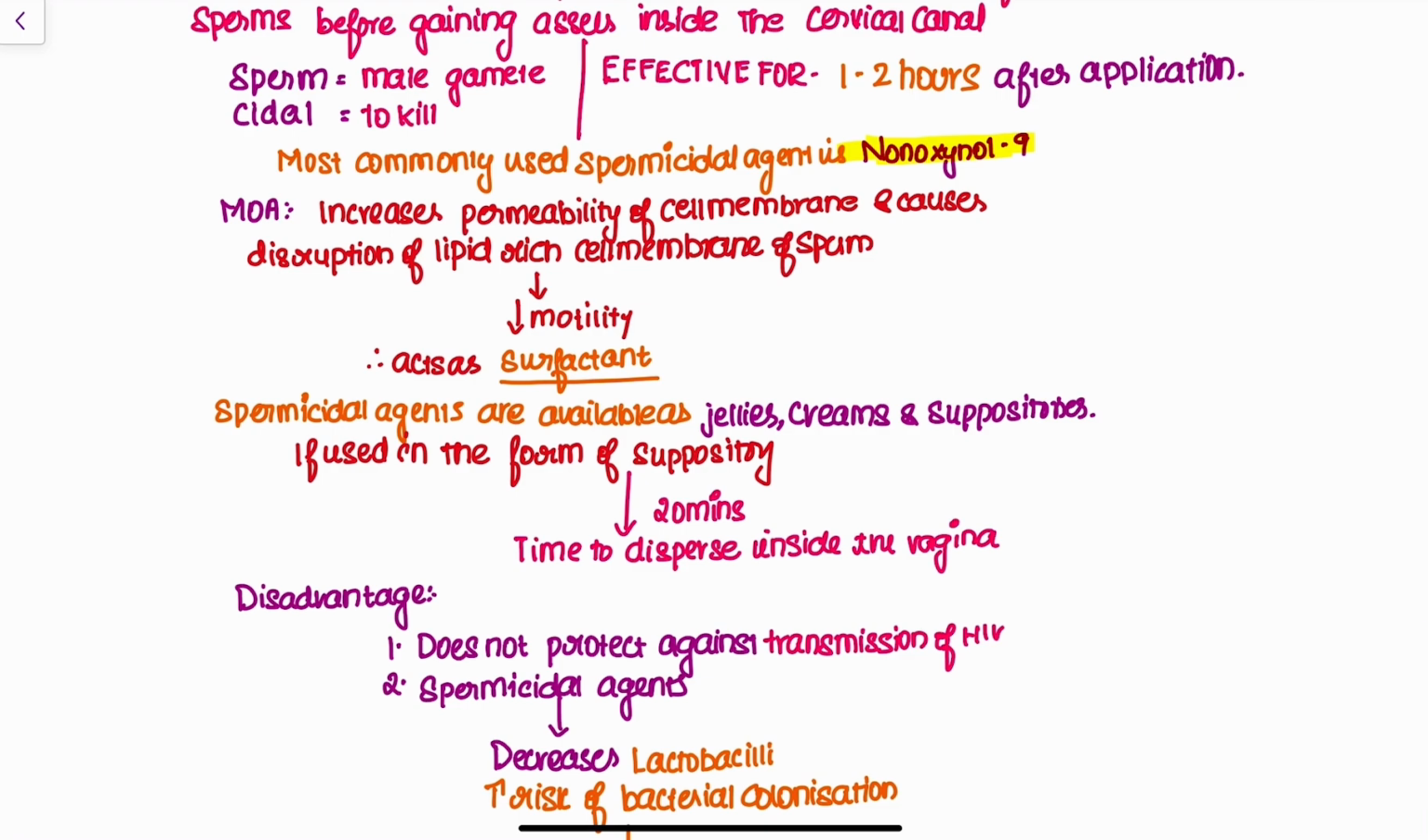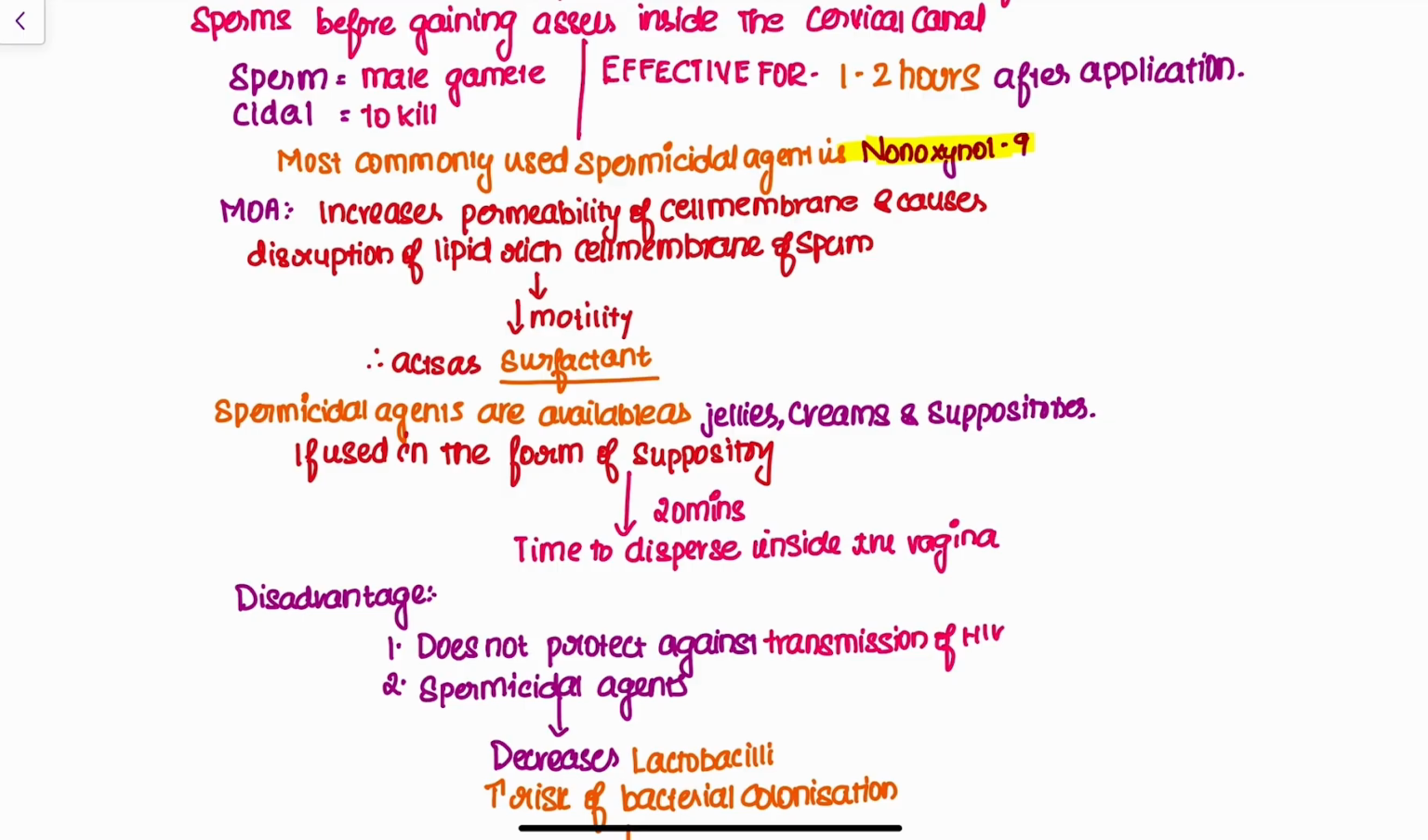And these spermicidal agents are available as jellies, creams, and suppositories. Suppositories are those agents which are inserted rectally, right? Yes, we all know that. But here, what you are going to do is insert this suppository inside the vaginal canal. So these are available as creams, jellies, and suppositories.